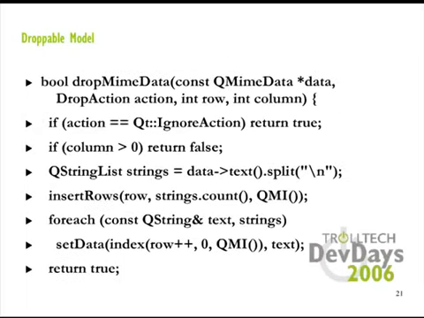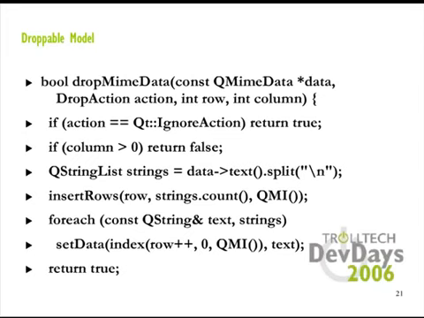So if you want to drop on the model, another nice thing to be able to do, it's pretty much the reverse. First of all, you implement the dropMimeData function here. You get the mime data, that's the object, a drop action, and a place where you want to drop this. So you get the position inside your table where it should be.